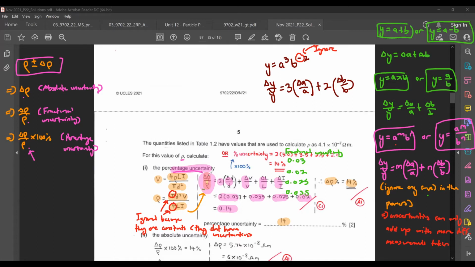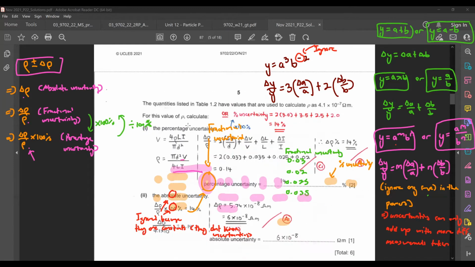This form here is fractional uncertainty. You want the percentage uncertainty. When it comes to fractional uncertainty changing to percentage uncertainty, this one you multiply by 100%. But when it comes to percentage uncertainty back to fractional uncertainty, this one you divide by 100%.